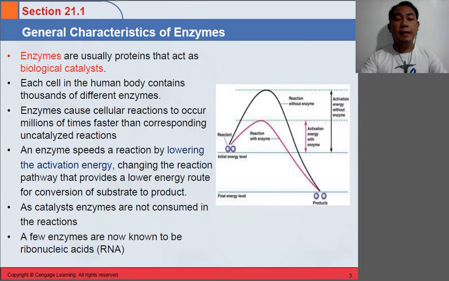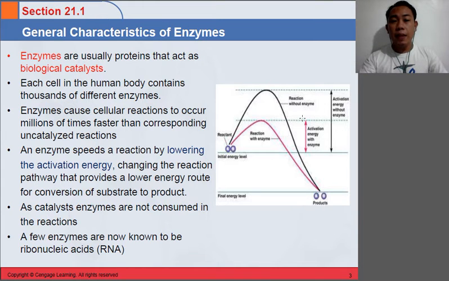The question now is how these enzymes speed up the reaction. An enzyme speeds up a reaction by lowering the activation energy and changing the reaction path, which provides a lower energy route for conversion of substrate to product. Enzymes as catalysts are not consumed in the reaction, and there are a few enzymes now known to be ribonucleic acids, or RNA.